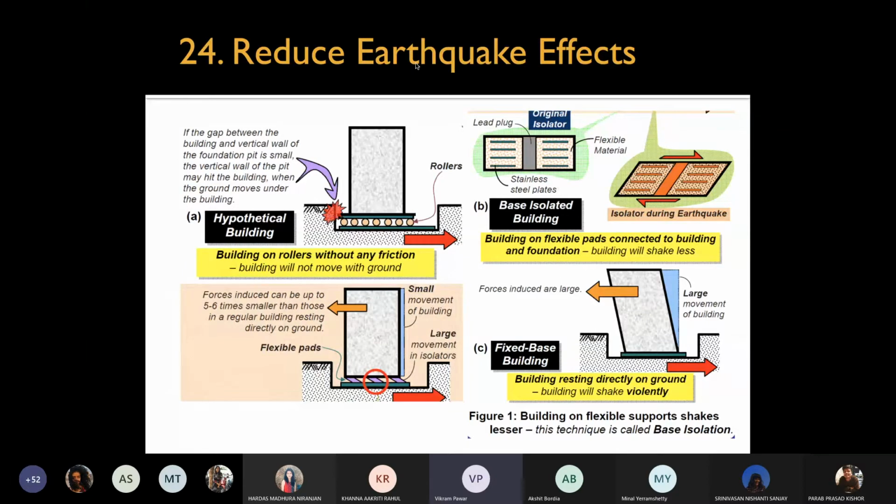Now there are buildings connected with the flexible flats. The building is connected from the main building to the foundation. It will shake less. Then there is a fixed base building. As compared to fixed base buildings, if it's a base isolated building, the flexibility will be much better, and the building will be able to withstand the stresses over here, right?